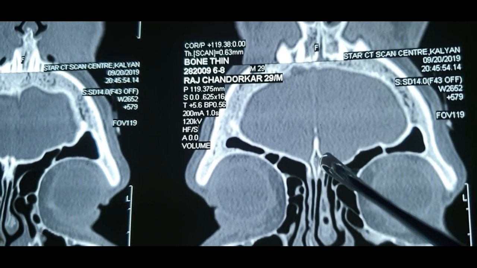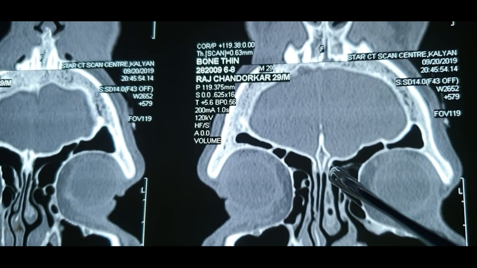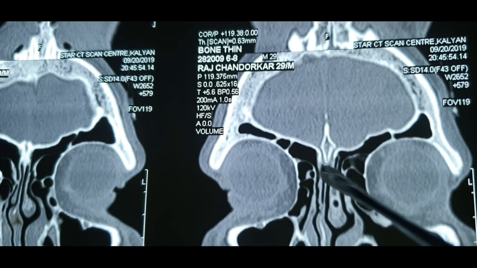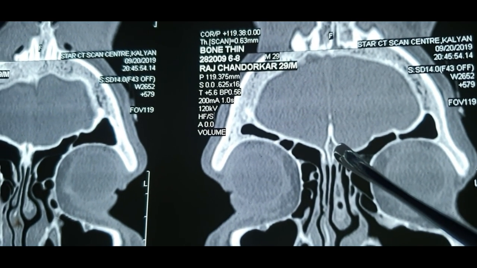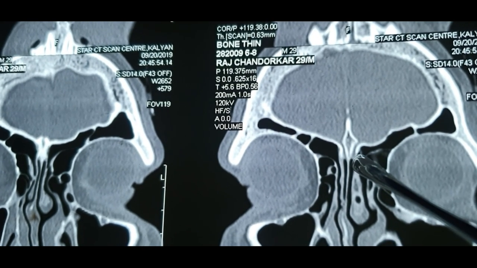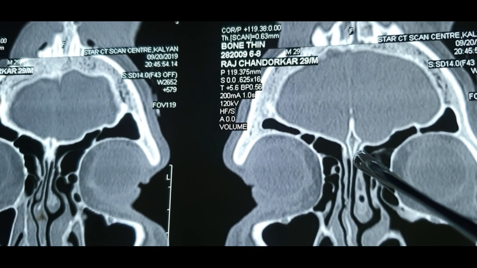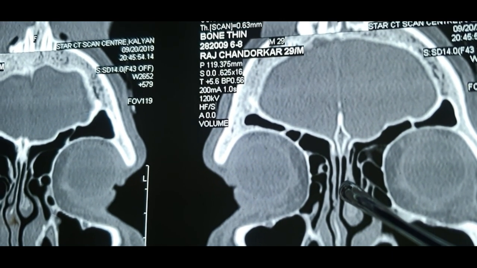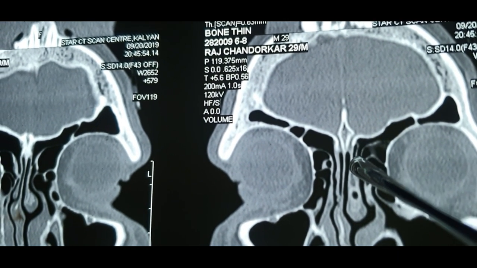This is crista galli, and crista galli marks the beginning of the cribriform plate. It is a part of the ethmoidal labyrinth, which consists of the crista galli, the anterior ethmoidal, the posterior ethmoidal, the cribriform plate, the olfactory fenestrations. So this is a septum in the midline corresponding to the crista galli, and this is a middle turbinate.